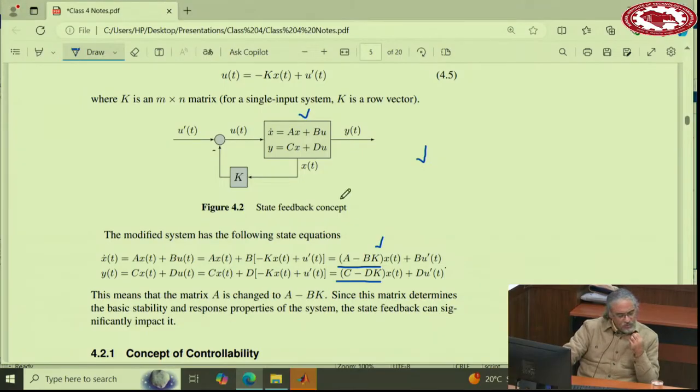So now the question remains, can I find a K that can place the eigenvalues of this matrix at a given location, or at any arbitrary location? This is the concept, or the question, of controllability. If the system is controllable, the answer is yes. If the system is not controllable, the answer is no. So what is that controllability?